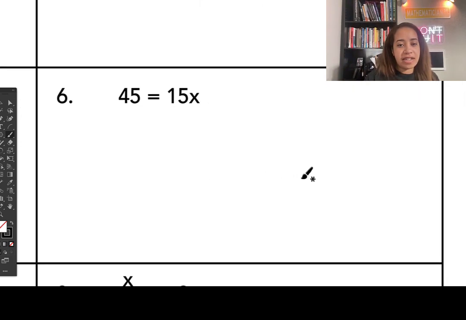Here is number 6. We always look for our variable. We see our variable on the right side this time, and we see multiplication again. We see the 15 right next to the x. So when we see multiplication, we should do the opposite. The opposite of multiplication is division. We divide both sides by 15. Now we've got x all by itself on the right side, and on the left side, 45 divided by 15 is 3.